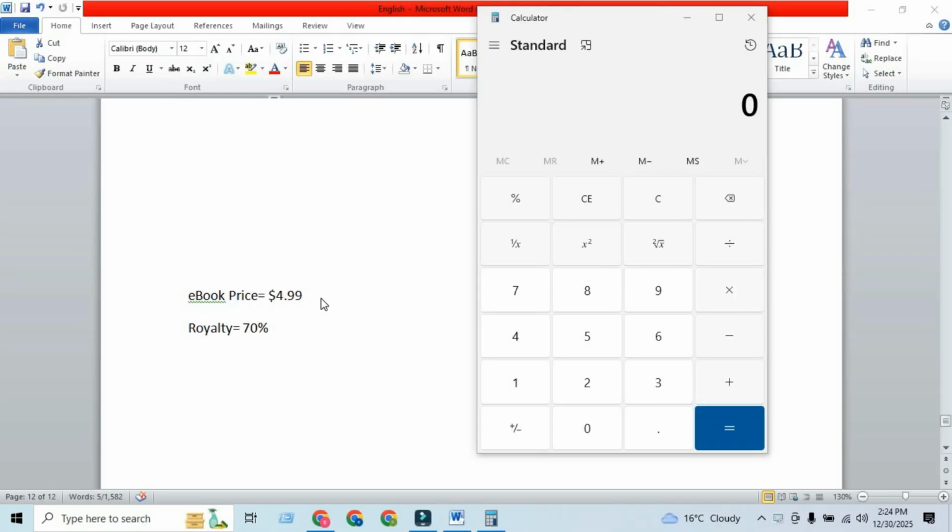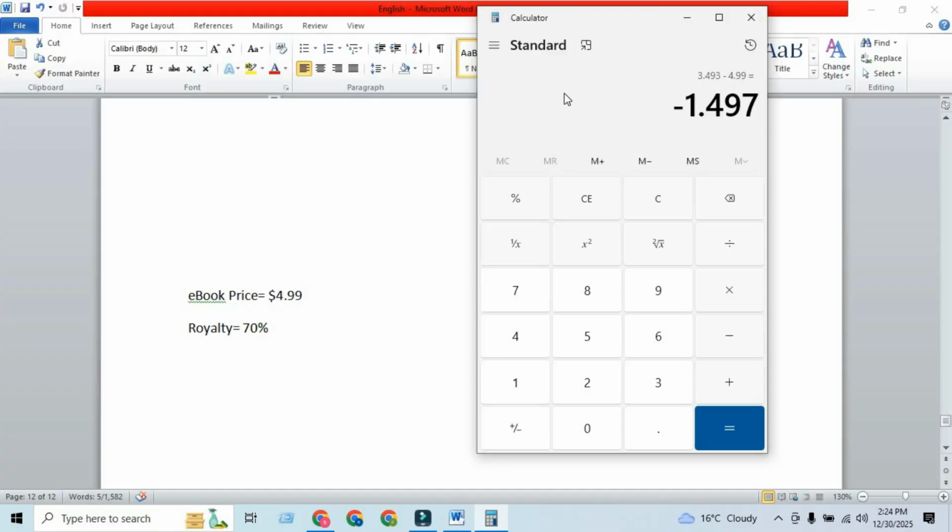For example, suppose you publish an ebook and set the price at $4.99 and you select a 70% royalty option. Then for each book sale, your royalty will be 4.99 times 70%, equal to $3.49. And the remaining $1.50 is kept by Amazon. I hope this part is clear. However, the calculation doesn't end here, because there are some other factors involved in a royalty as well.